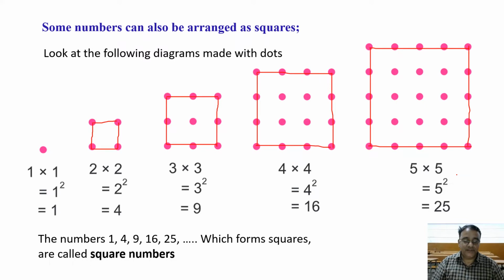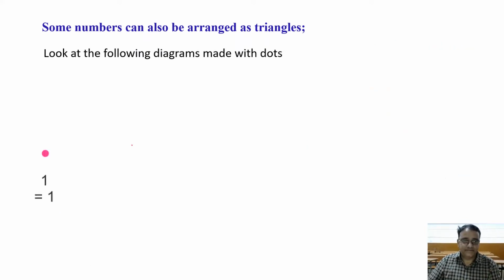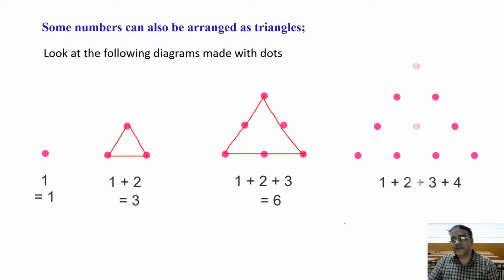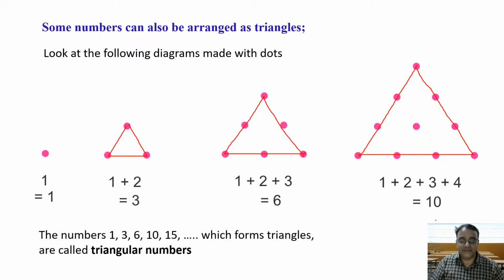Okay. So we'll see some more examples as a triangle. 1, first 1. Second 1 plus 2. See, we'll get a triangle. Next 1 plus 2 plus 3. Here also we are getting a triangle. Total 6 dots. 1 plus 2 plus 3 plus 4. Here also we are getting a triangle. Total 10 dots. Right. So these numbers are called triangular numbers.